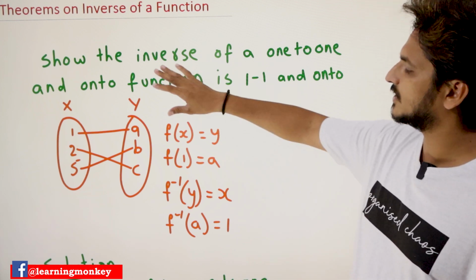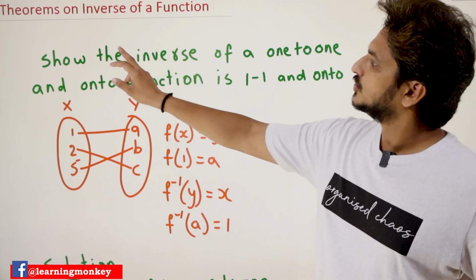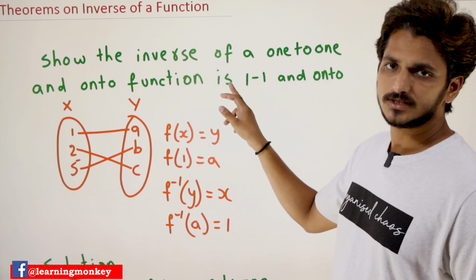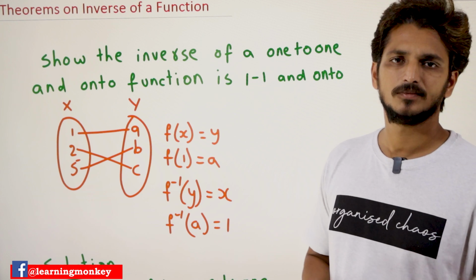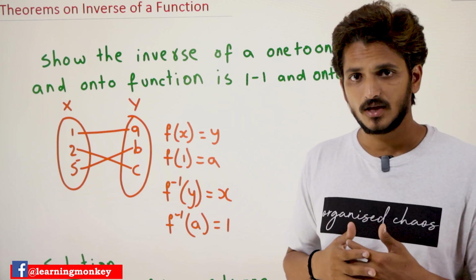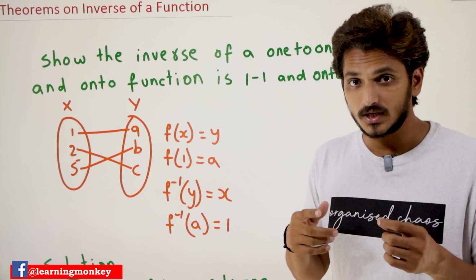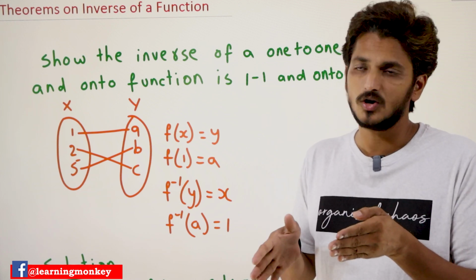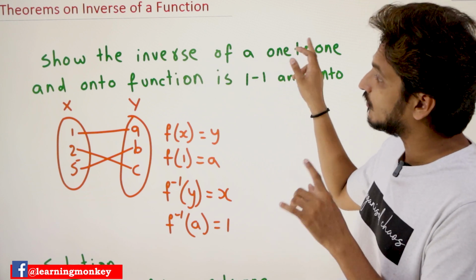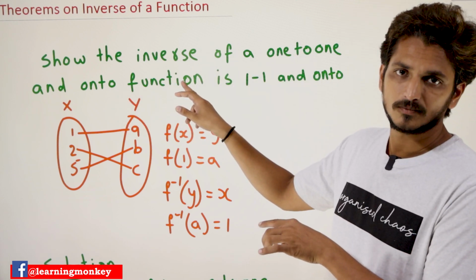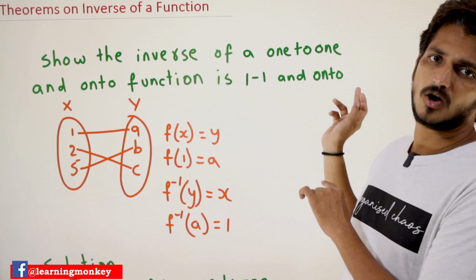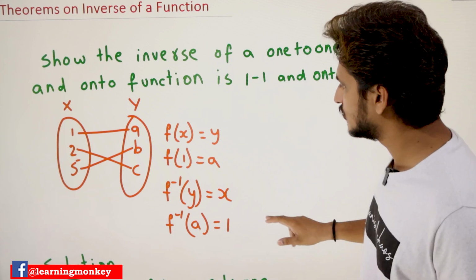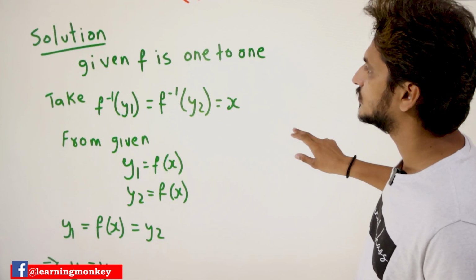Now coming to the first theorem statement. Show that the inverse of a 1 to 1 and onto function is 1 to 1 and onto. Let's take a function f. We need to show that the inverse of the given function is 1 to 1 and onto. That is what we need to show. So how are we going to show that? Let's try to understand the solution.